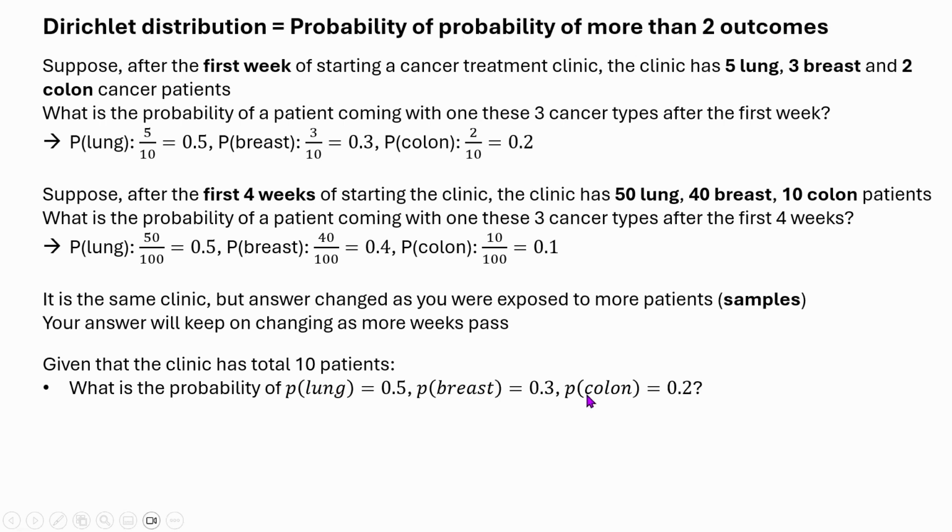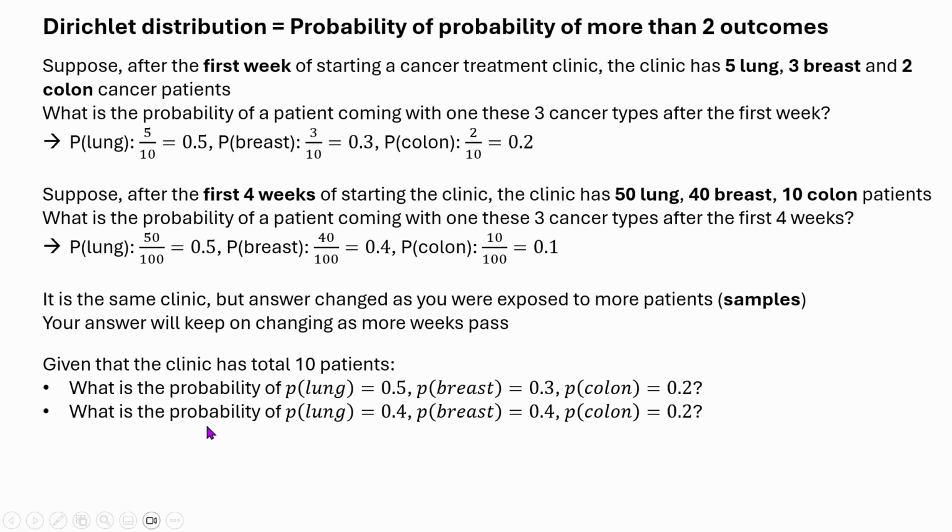There are 3 outcomes here. Why are we trying to calculate the probability of these probability values? This is because these probability values are actually changing. Obviously, initially, after the first week, we were not that confident about our predictions. But after the first 4 weeks, we were a little bit more confident about the probability values. And after 1 year, we are going to be much more confident about the expectation of the number of patients or the probability of the different cancer patients that will come in our clinic.